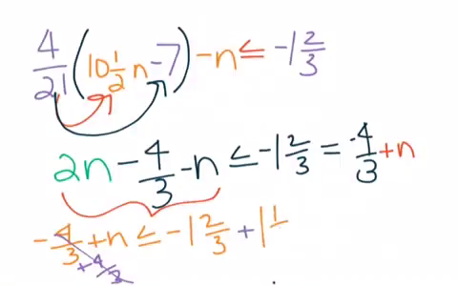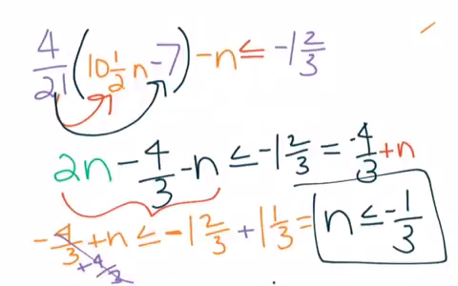Plus 1 1/3. Okay, so negative 1 plus positive 1 is going to be 0. Negative 2, because this is a negative, recall that, okay? Negative 2 plus the positive 1 is going to be a negative 1. So it's going to be negative 1 over 3. And the 0 is going to go bye-bye because we don't need it here. So, n is less than or equal to negative 1/3. And that, my friends, is your answer.